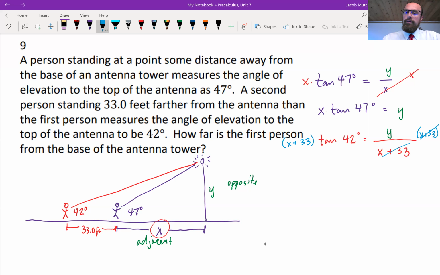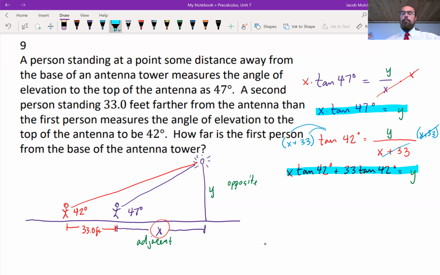And what I want to do is distribute tangent through x plus 33. So what I've got here for this second version is x times tangent of 42 degrees plus 33 times tangent of 42 degrees also equals y. So now what I'm looking at are these two equations. Let me highlight them. And what I need to notice is that they're both solved for y.